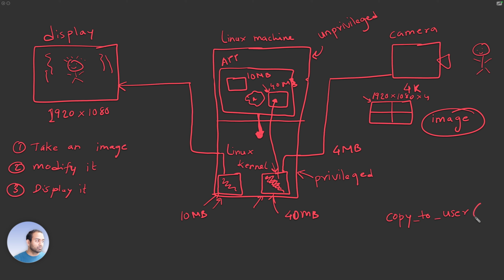So you'll say, hey, copy to user. The source is, let's say, the kernel camera buffer. The destination is the user camera buffer, and the size is 4 MB. So let's say 4 MB is what this image occupies, and so the kernel will copy 4 MB for you. And this is the user camera buffer, and this is the kernel camera buffer.